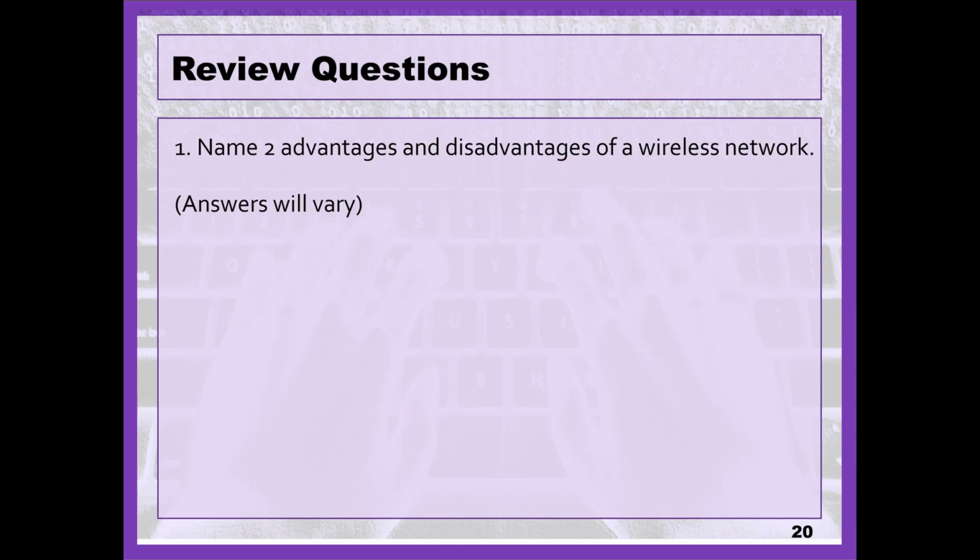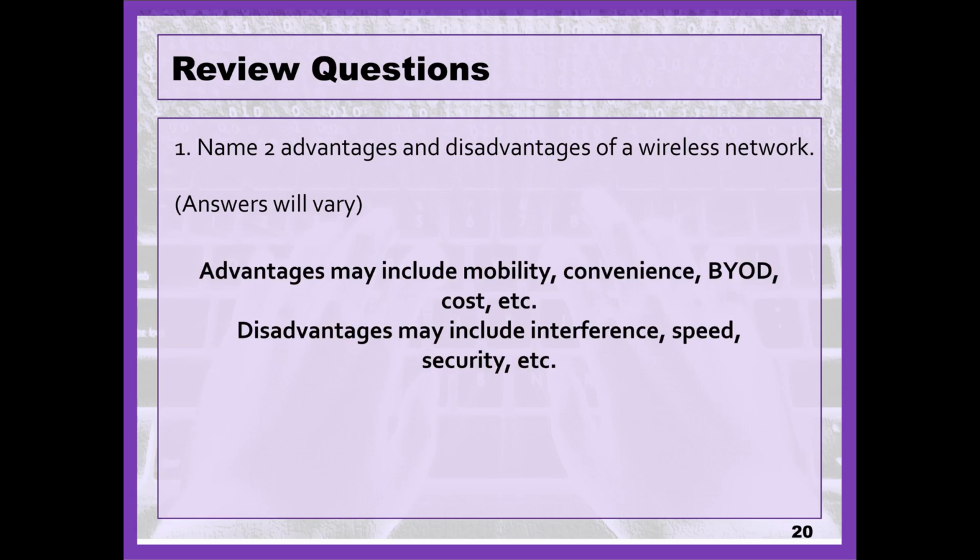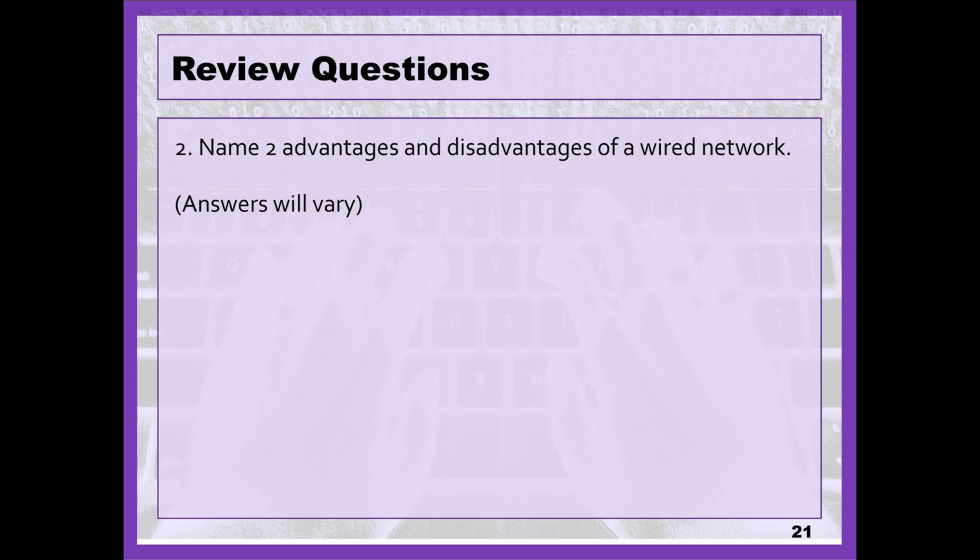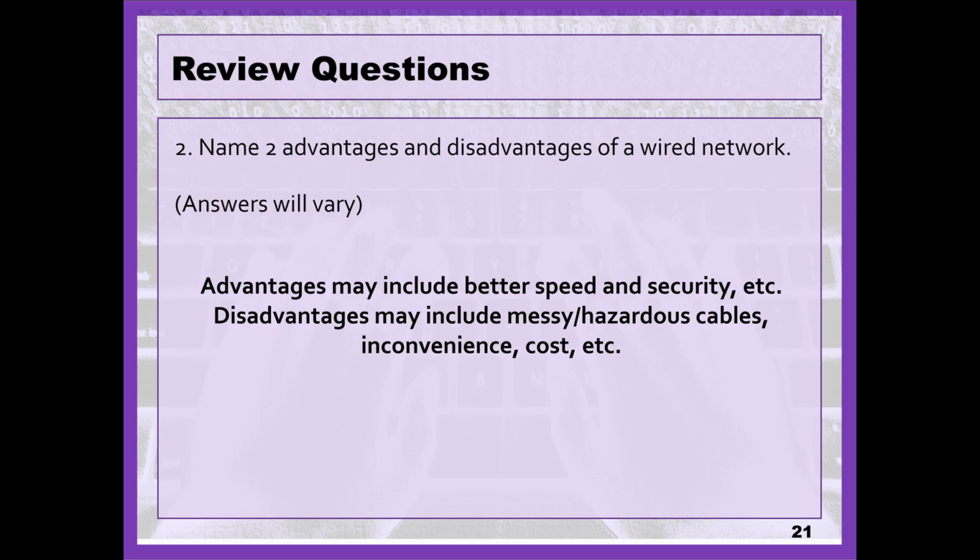Question 1. Name 2 advantages and disadvantages of a wireless network. Answers will vary. Advantages may include mobility, convenience, BYOD, cost, and so on. Disadvantages may include interference, speed, security, and so on. Question 2. Name 2 advantages and disadvantages of a wired network. Answers will vary. Advantages may include better speed and security, and so on. Disadvantages may include messy or hazardous cables, inconvenience, cost, and so on.